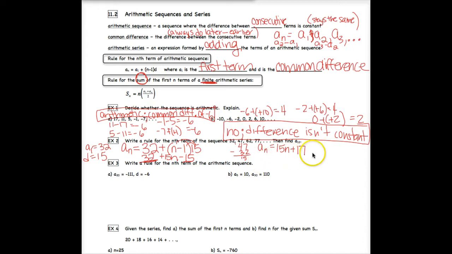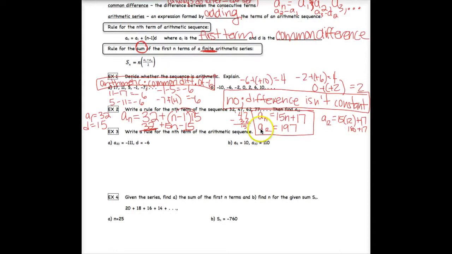Then it says find a sub 12. So I'll do some work over here. A sub 12, I should just be able to plug in 12. So 15 times 12 plus 17 should give me my answer. So that's 180, plus 17. So that means a sub 12 should be 197. So again, it follows a very direct pattern every time.